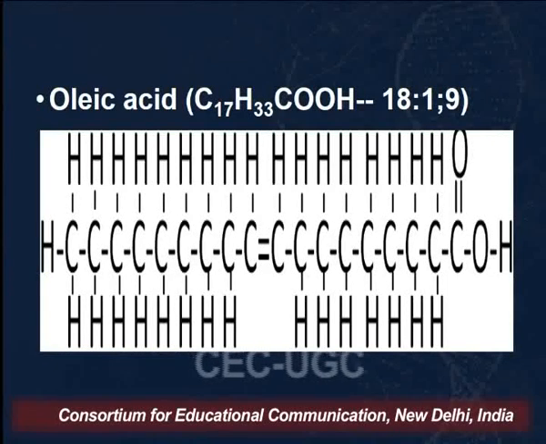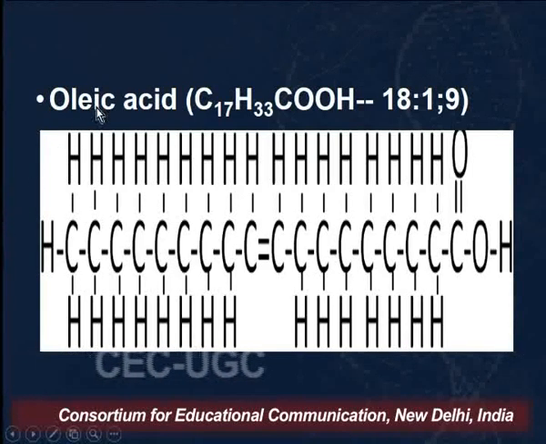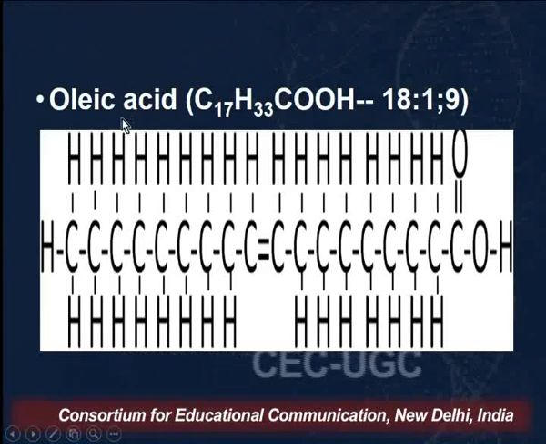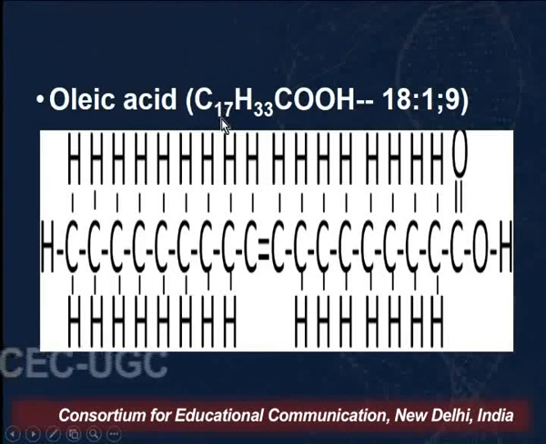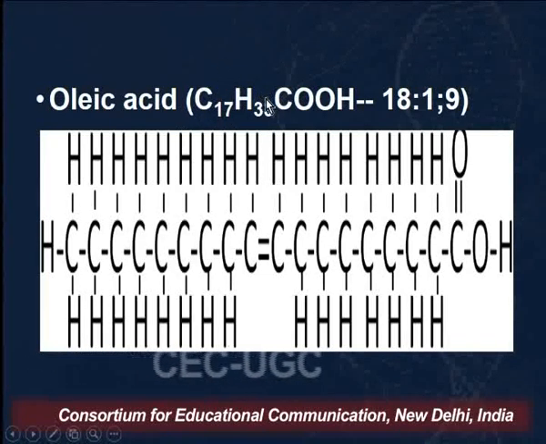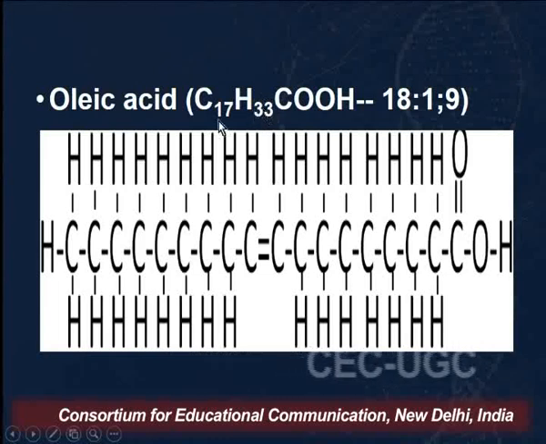Now the next acid which is very important is the oleic acid. This oleic acid is also known as omega 9 acid. Now what you find when you look into the structure of oleic acid, we have 17 carbons in it. So immediately you should know that the hydrogens will be 33, that is 17 into 2 minus 1, plus we have a carboxylic group here.